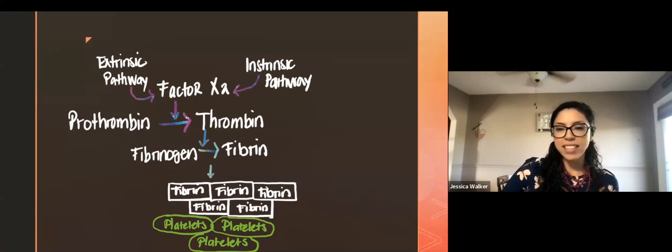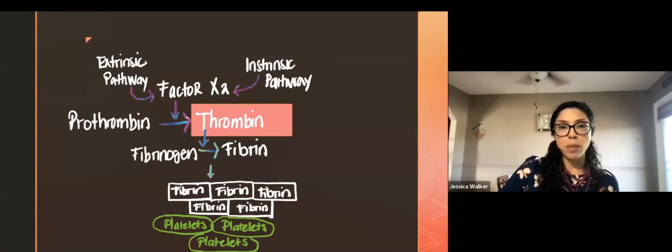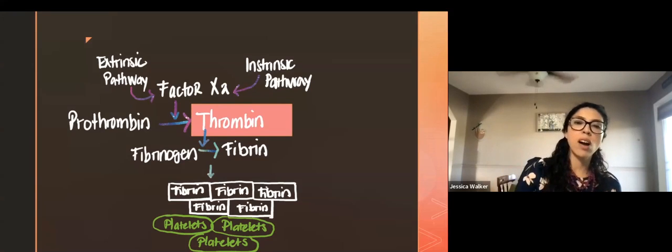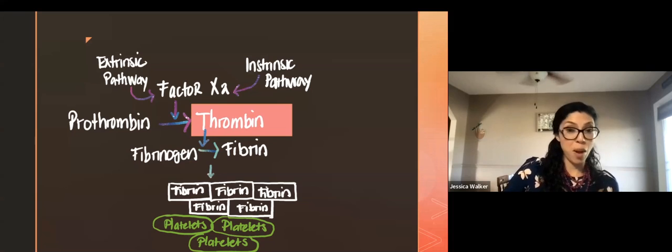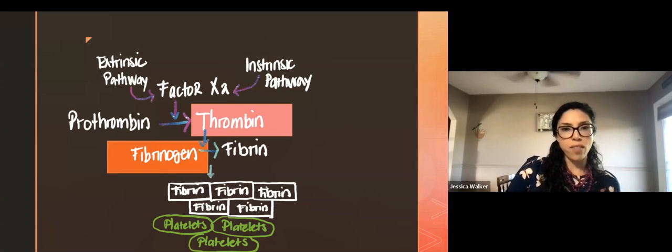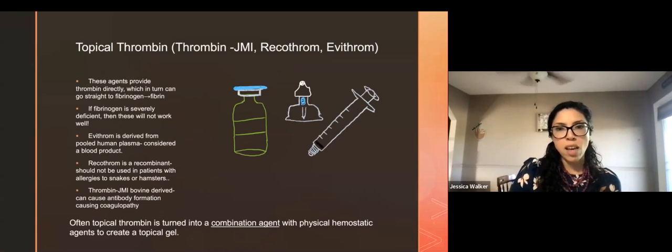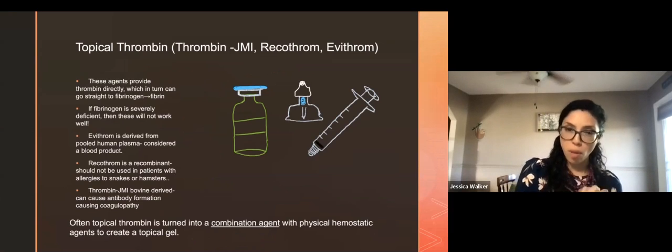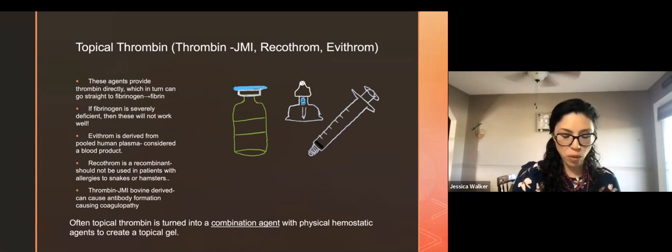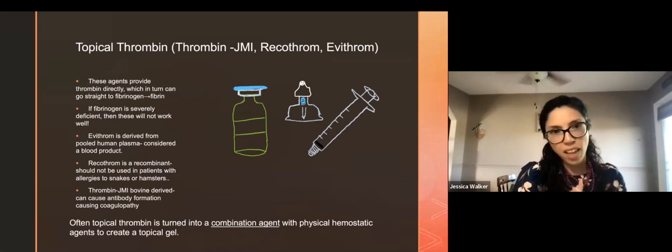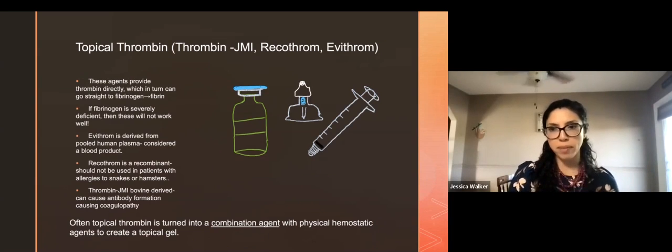Okay, so this is the coagulation cascade again. The products that we're going to be talking about are thrombin products, so they are going to come in the common pathway. Some of these products will also provide fibrinogen. The first one that we will review is topical thrombin. I was surprised that in some of the research I was doing, there were case reports of people putting this IV. It is not IV, it is for topical use only.